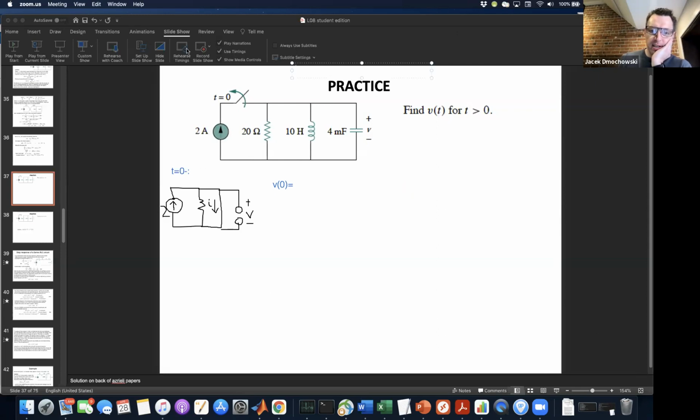0 is correct. The initial value is 0, right? And the reason it's 0 is because it's parallel to a short, right? So our capacitor, which is an open circuit, is in parallel with a short circuit. So it has to have a value of 0. By definition, a short circuit has, actually, let me see if I can use my eraser.